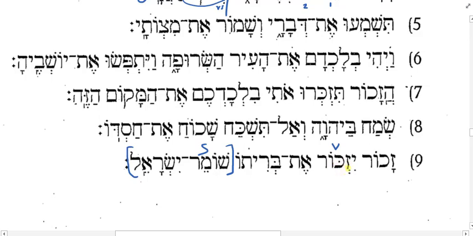Yeah, we'll remember. See the prefix yod here, so this is the Qal imperfect 3ms. So the Shomer Yisrael, the watchman of Israel, will remember et britо. He will remember his covenant. Now, without the zakor over here, that's what this would be: the watchman of Israel will remember his covenant.